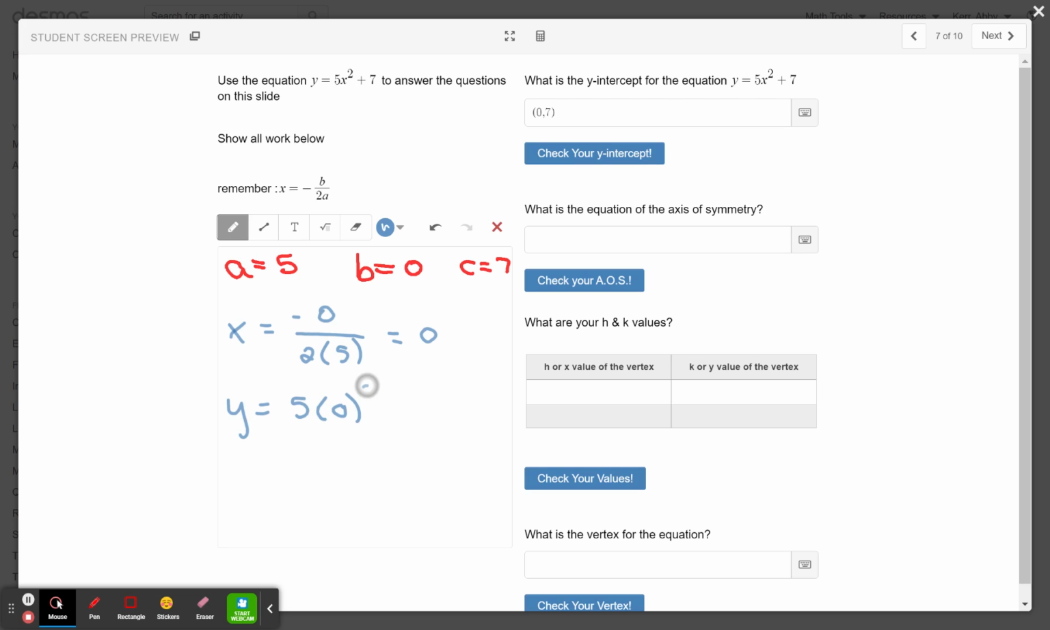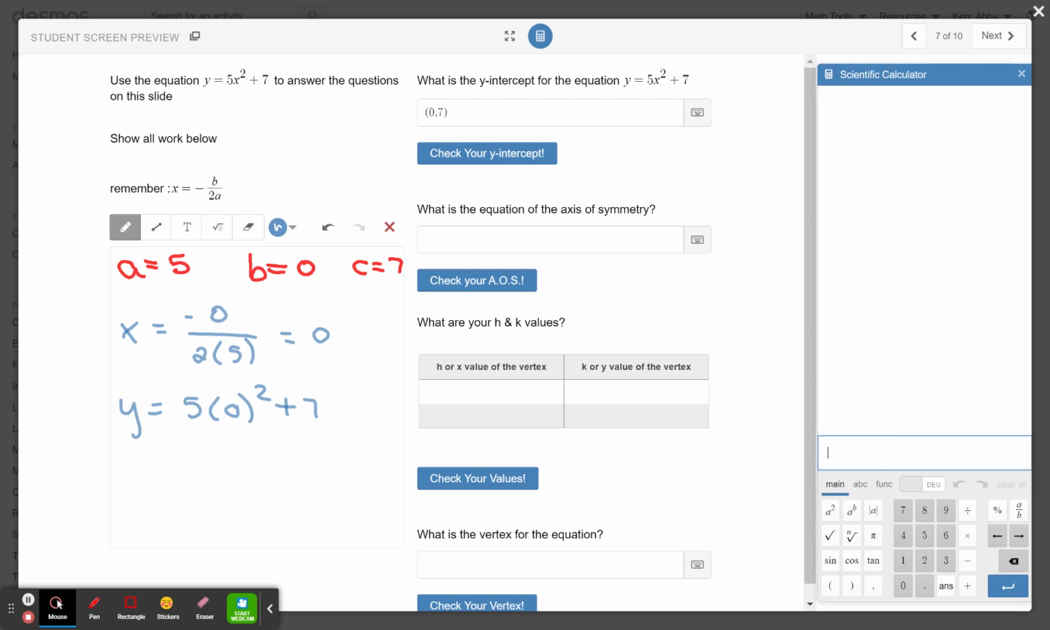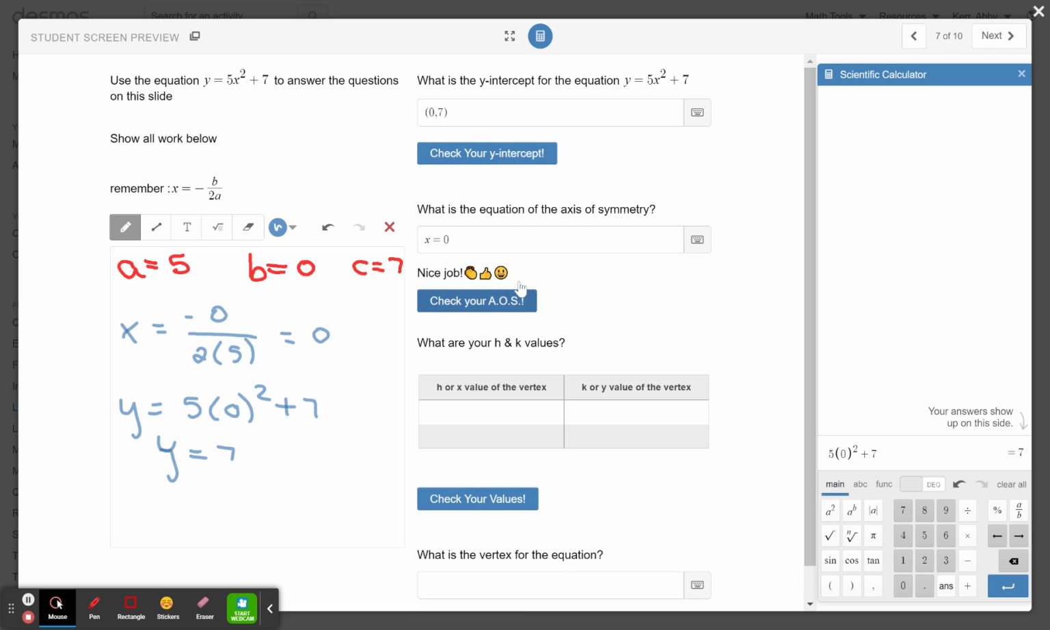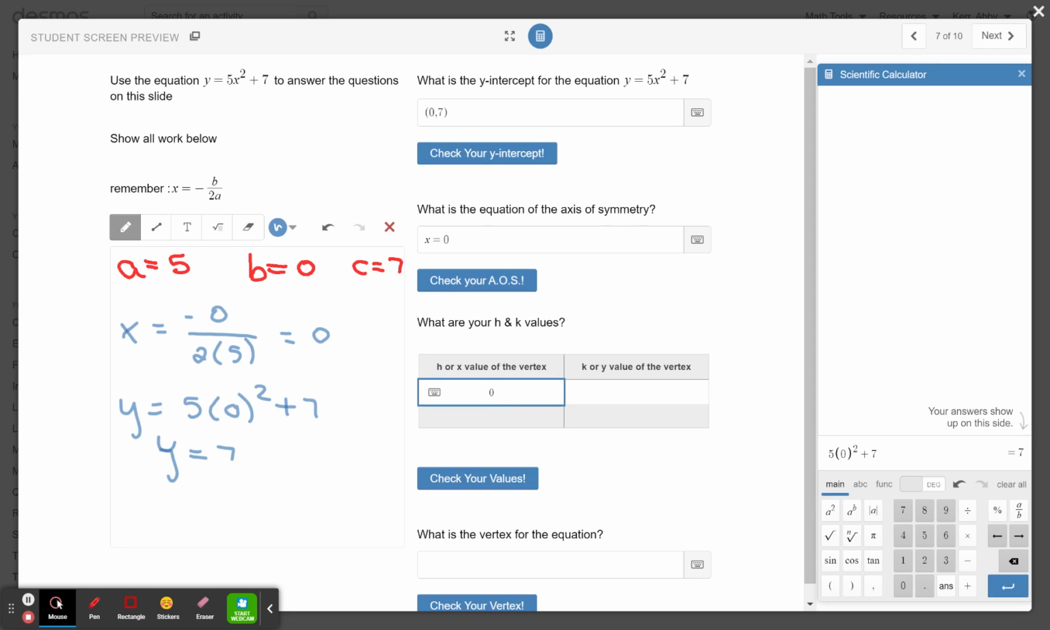And then you're going to plug that 0 into wherever you see an x, which in this case is just one of them. So 5, parentheses 0, squared, which is silly because 0 times 0 is 0. And then don't forget the plus 7. So your y is actually going to be 7. So the axis of symmetry is your x value, so x equals 0. Fantastic. Your h value or your k value is 0. Your y is 0. Put that together for your vertex. And we know we did it right.